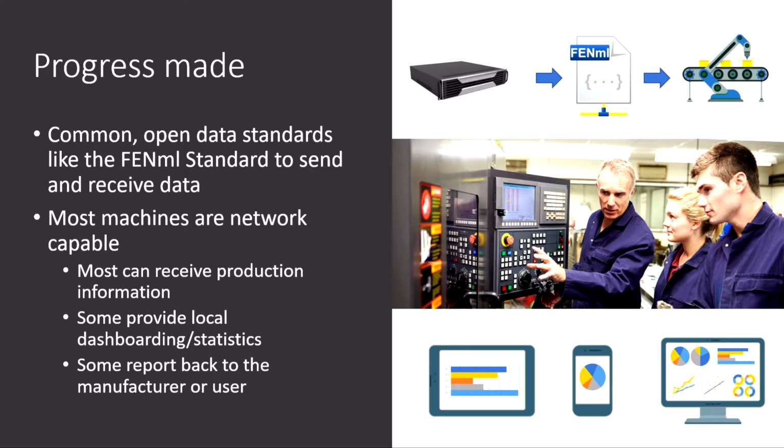Some of the machines themselves have local dashboarding or local statistics that you can pull up on the machine and see what's going on, how it is running, how many units we have run, and so forth. And some manufacturers, like Glaston and others, have created apps that let you see information about the machine while not being at the machine, being in the office or being remote.